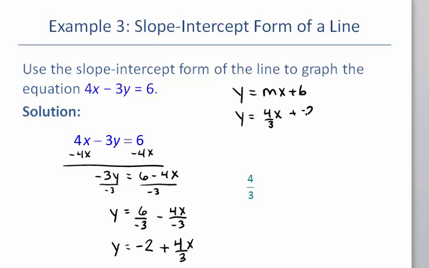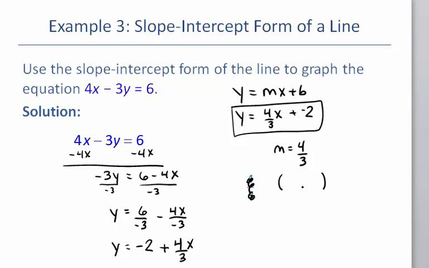So what do we know by looking at the slope-intercept form of this equation? We know that the number sitting in front of the x is the slope. So we know that the slope is 4/3. And the b value is the y-intercept. So remember, if we're talking about a y-intercept, we know that the 0 goes with the x, and the y value is negative 2.